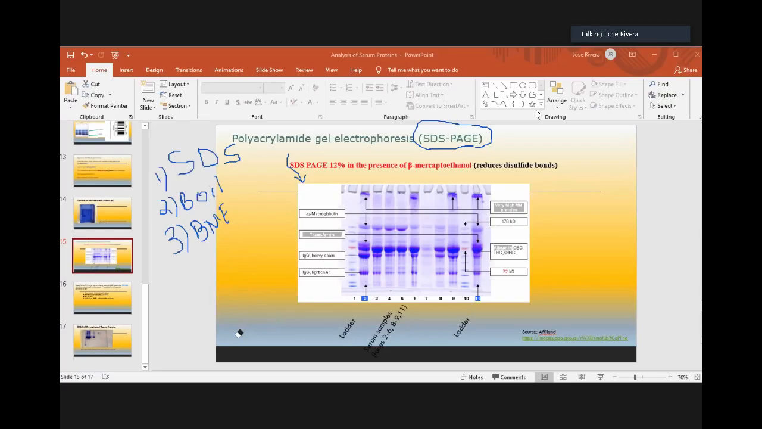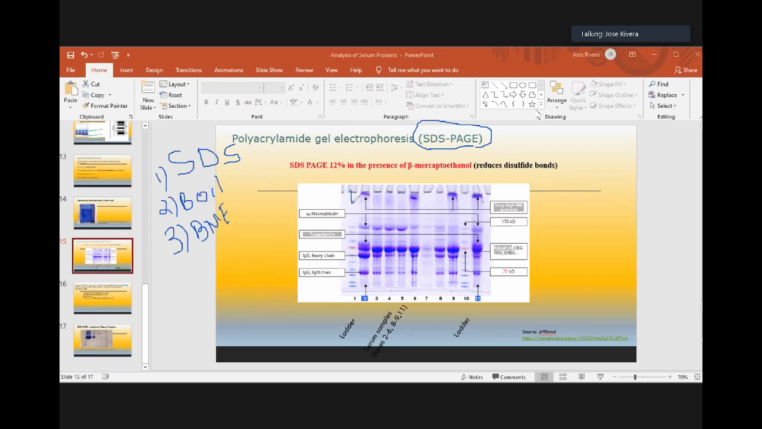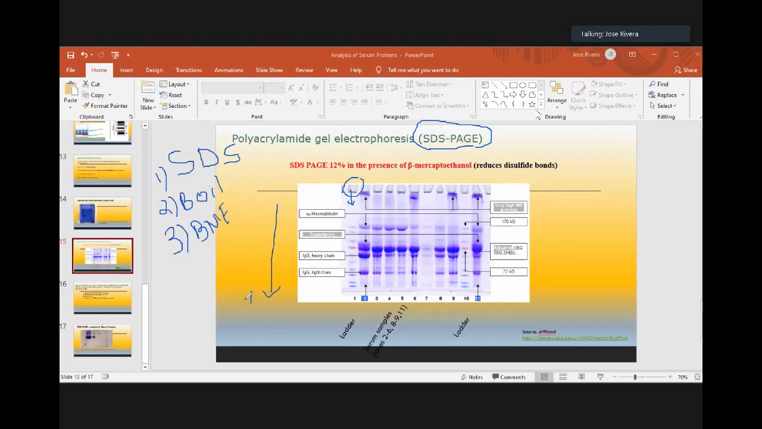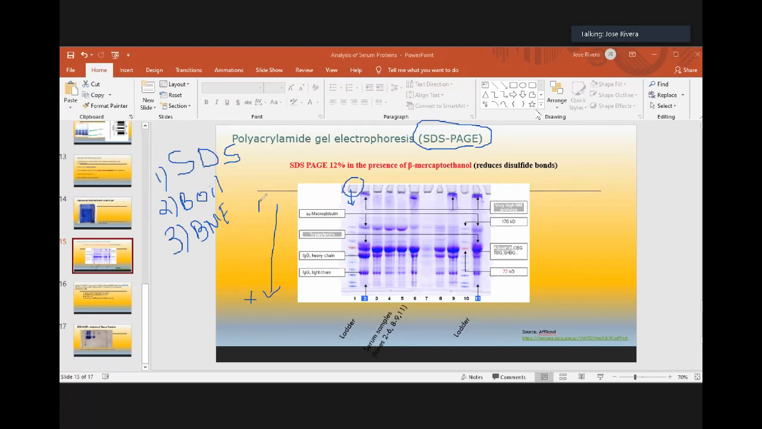So now they're separated. And so what happens here, you have a lot of wells, but you only need to look at one of them. So here the ladder, this one is the ladder. The ladder is our fractions that you know the size. And so here again, you're moving from this direction. So here are the wells, and you're moving to the positive side. And here they're moving by molecular weight.